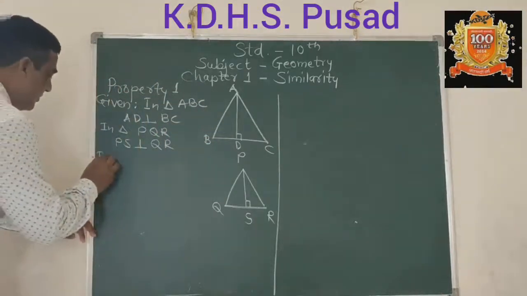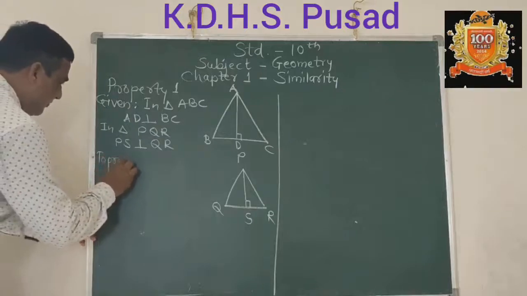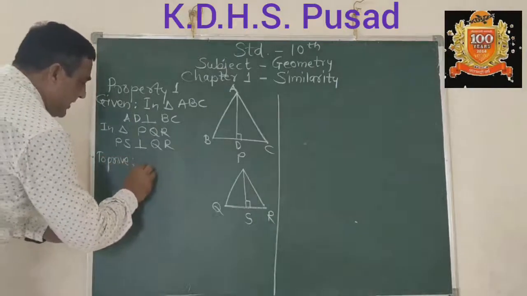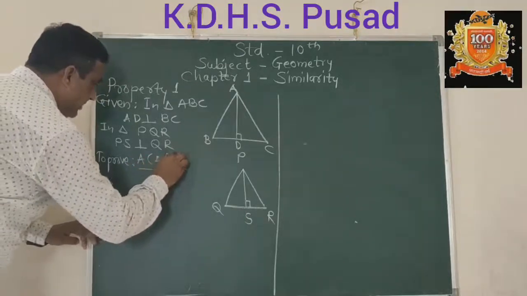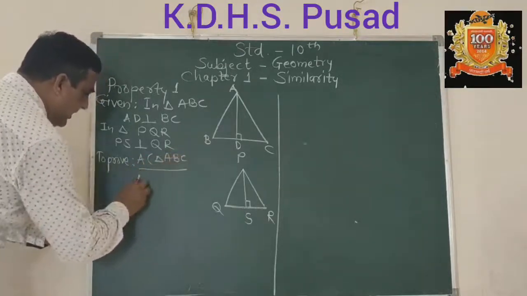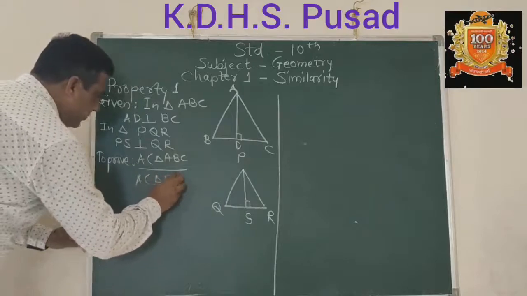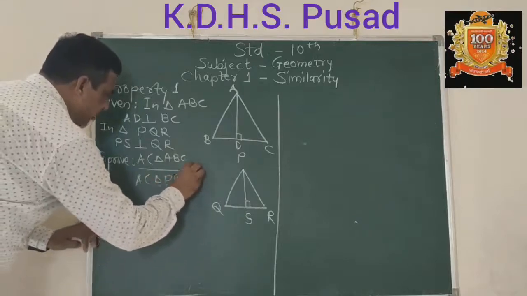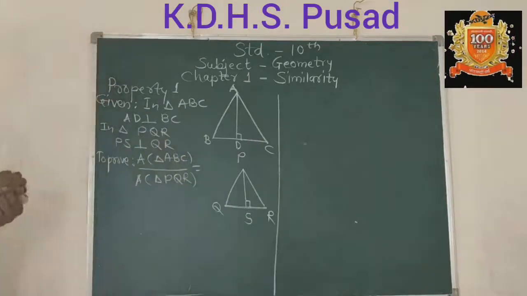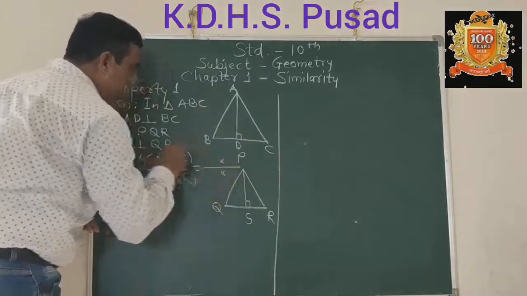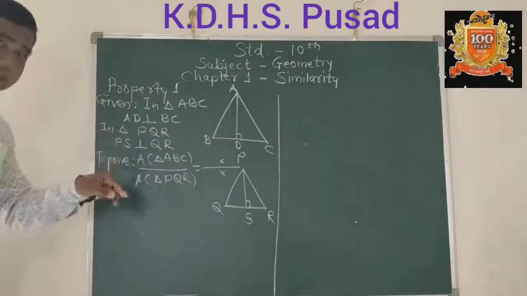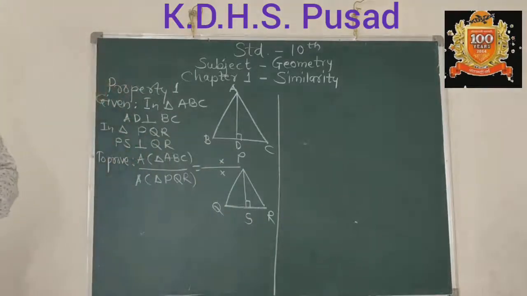Now to prove. What do you want to prove? The ratio of the areas of the two triangles ABC and PQR is equal to the ratio of the product of their bases and corresponding heights.